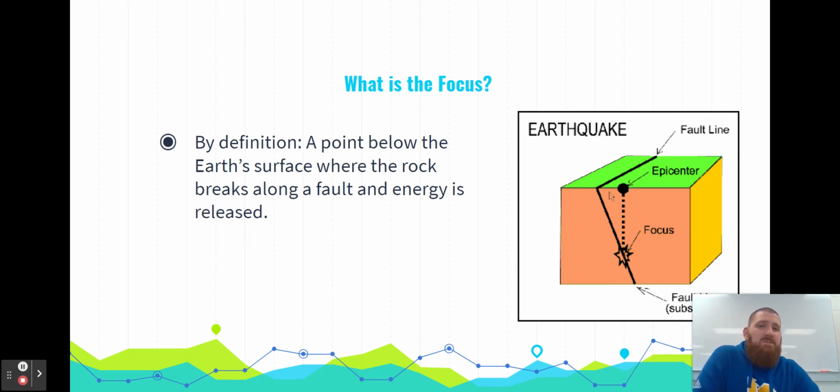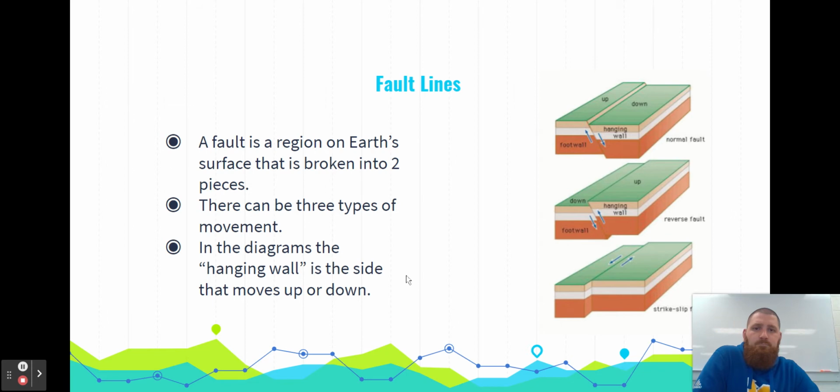You can see that the epicenter isn't necessarily on the fault line because the fault lines aren't necessarily going to go straight up and down based on where they're at on the surface. They can follow an angle, which tells us where the focus is.